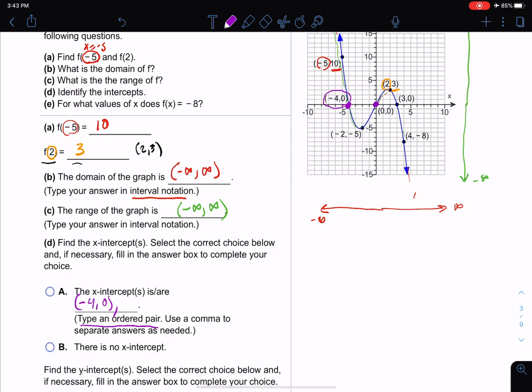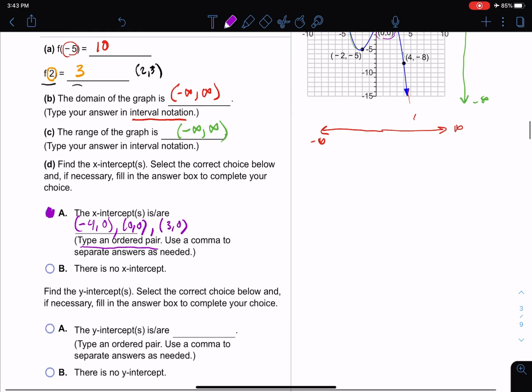Another x-intercept where it crosses the x-axis is 0, 0. So there's 0, 0. And then the last x-intercept I see is right here, another place where it crosses the x-axis, and that's 3, 0. It said please separate your answers with commas, right? So that's how you write that. If you write it that way, it'll say fantastic and you'll feel really great about yourself. So there we go. There is the x-intercept.